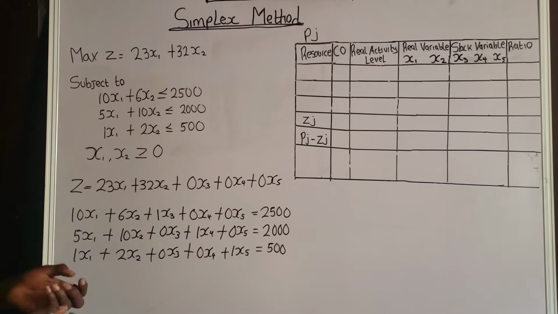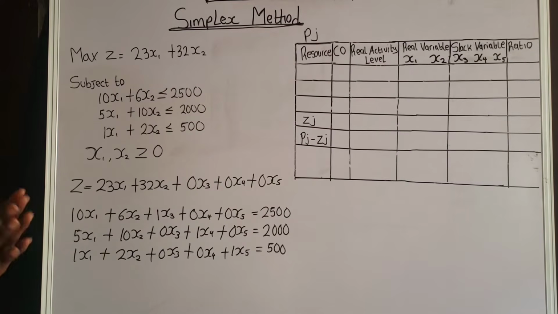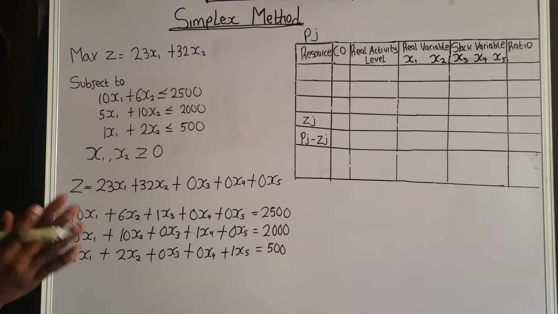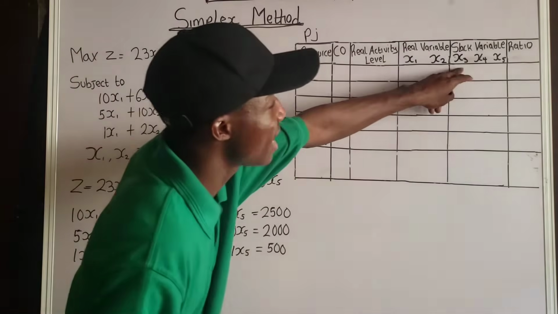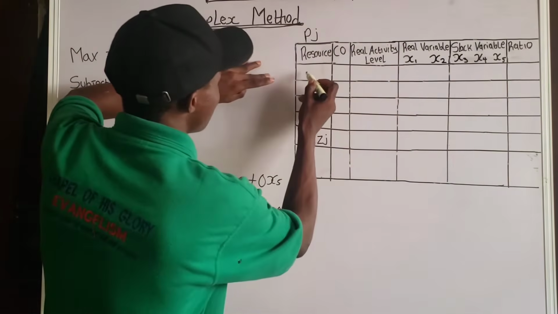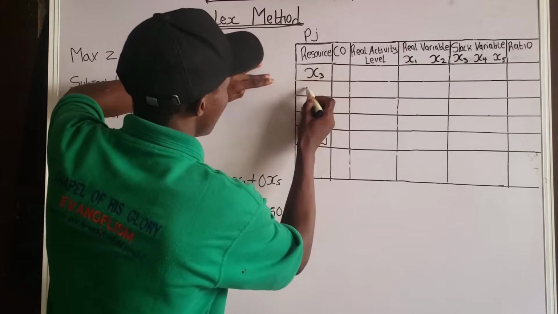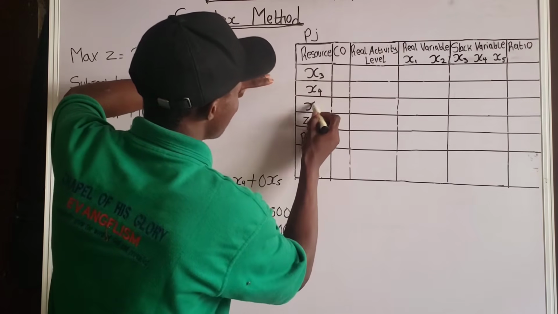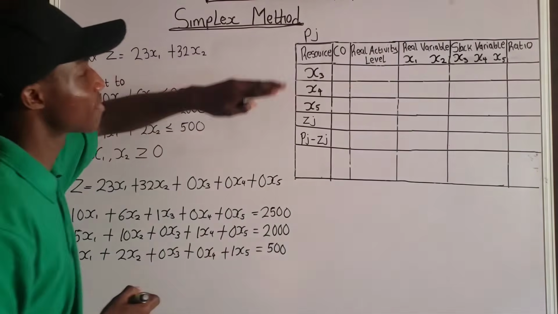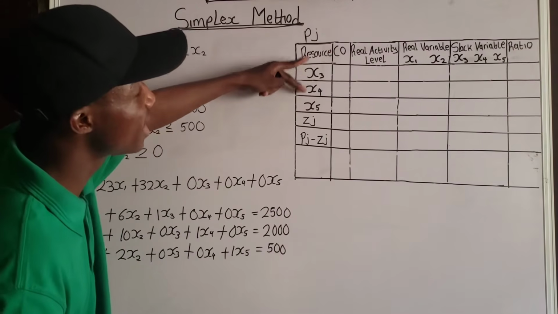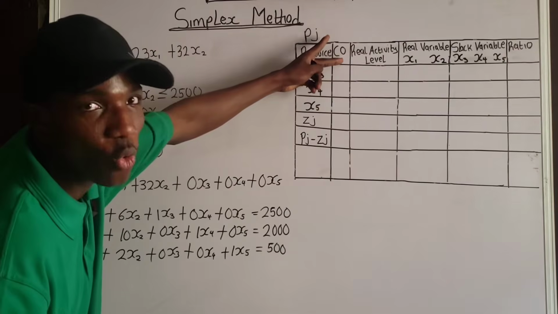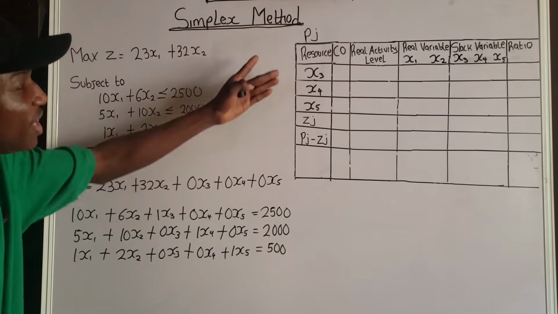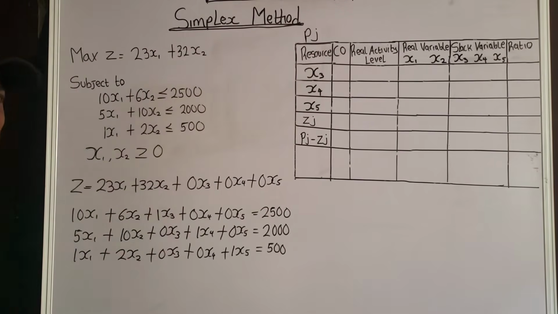The resource that we are first going to use up will be our slack variable. Are you getting it? The resources that are going to be used up will be the first basis variables, and that will be x3, x4, and x5. So I'm going to have x3, x4, and x5. The coefficient of these variables in the objective function, that is the meaning of Cj.